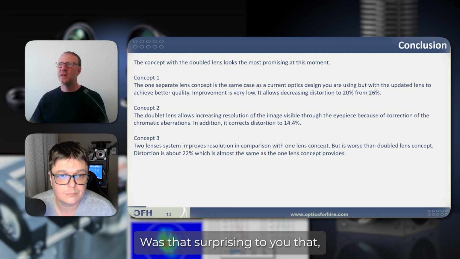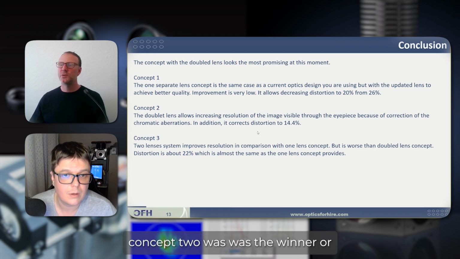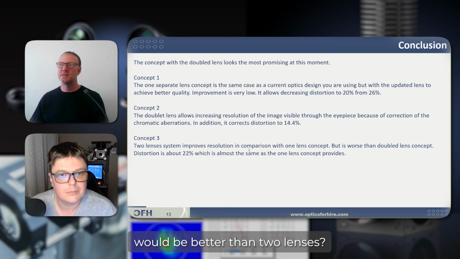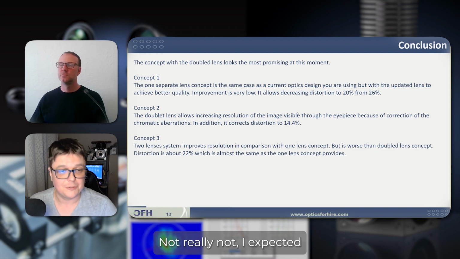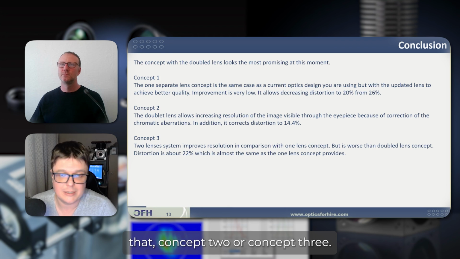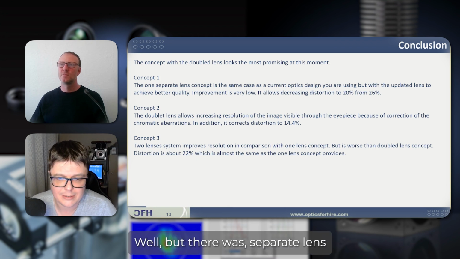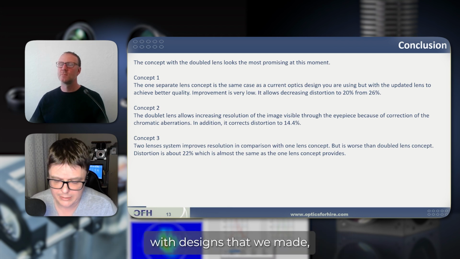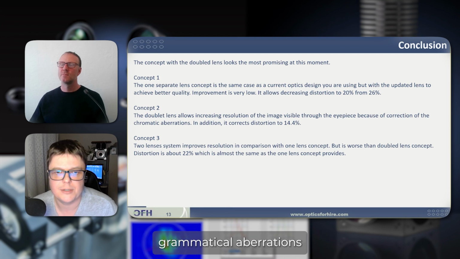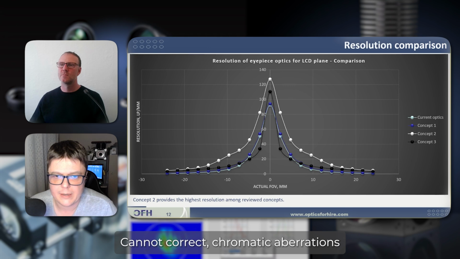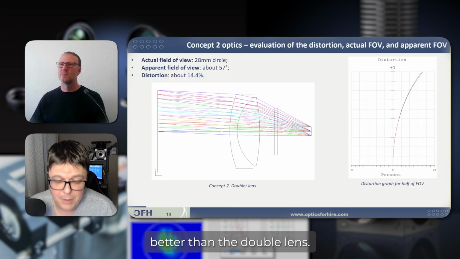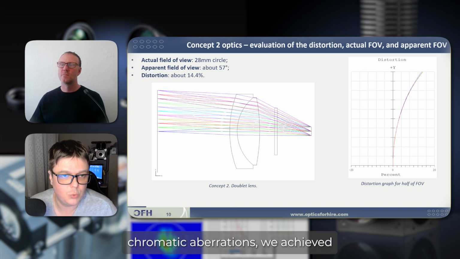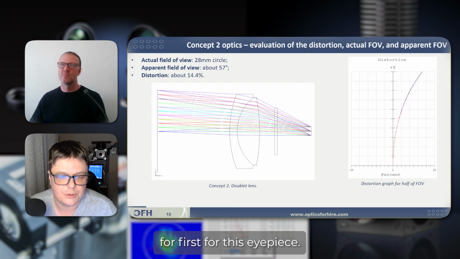Was that surprising to you that concept 2 was the winner, or is it intuitive that a doublet would be better than 2 lenses? Not really. I expected that concept 2 or concept 3 would be better than the separate lens. In accordance with the simulation and the design that we made, the main issue for this design was chromatic aberrations. Two separate lenses cannot correct chromatic aberrations better than the doublet lens, and because we corrected chromatic aberrations, we achieved better resolution for this eyepiece.